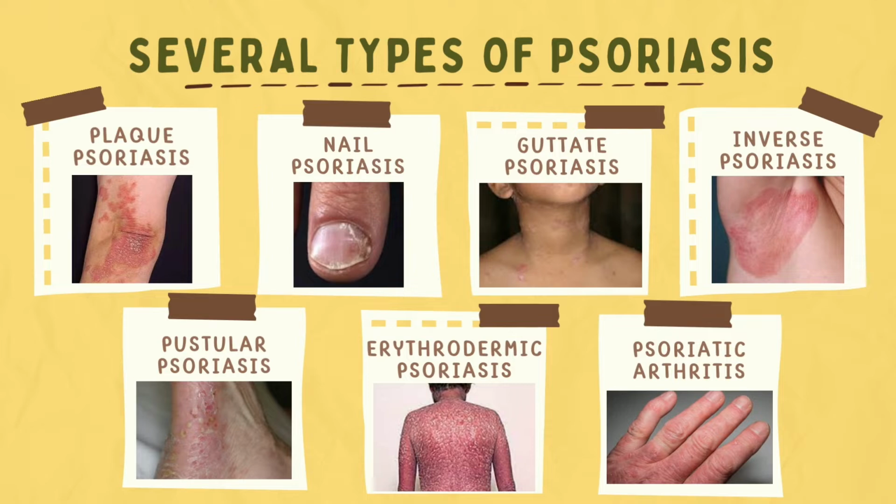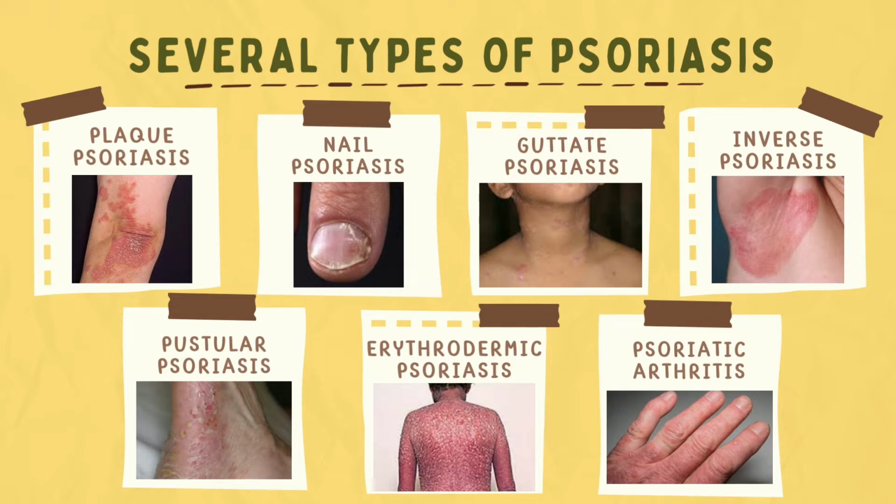Nail psoriasis. Psoriasis can affect fingernails and toenails, causing pitting, abnormal nail growth, and discoloration. Psoriatic nails might loosen and separate from the nail bed. Severe cases may cause the nail to crumble. Guttate psoriasis. This type primarily affects young adults and children. It's usually triggered by a bacterial infection such as strep throat. It's marked by small, drop-shaped, scaling lesions on the trunk, arms, or legs.